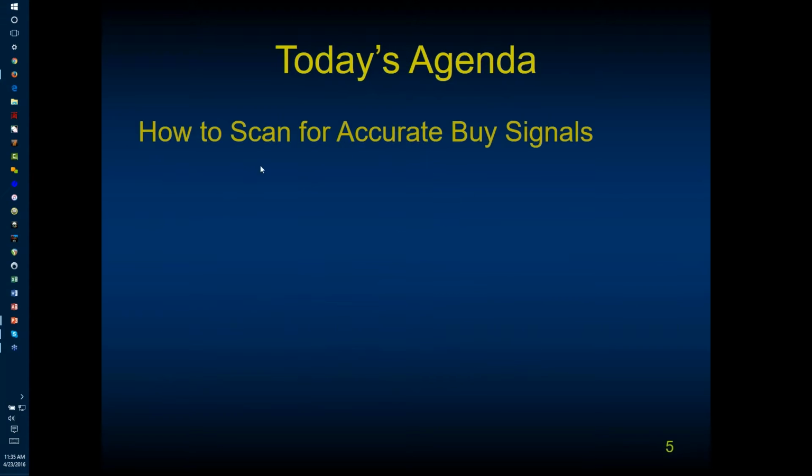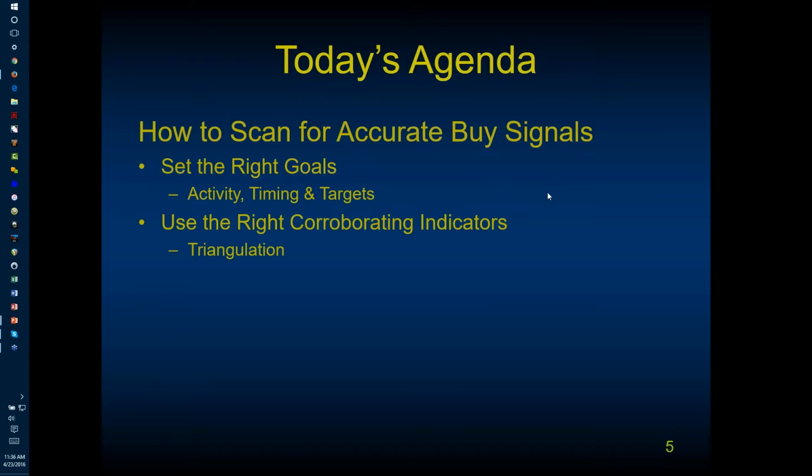On the agenda, we're going to talk really about scanning for accurate buying signals. And we have a 3-point methodology. You could look at it as kind of a story about I got lucky with MetaStock and found a system that works, but I think you'll also see there's a little method to the madness here. It begins with setting the right goals. It continues with using the right corroborating indicators, and then finally making the right decisions. So we're going to talk about this 3-step process here of developing this trading system.